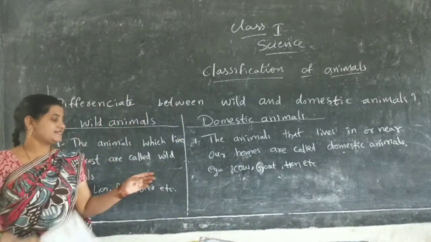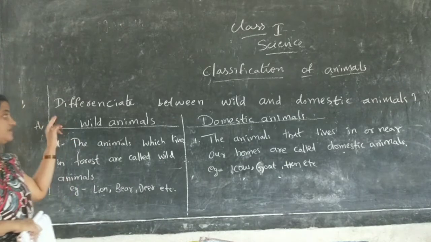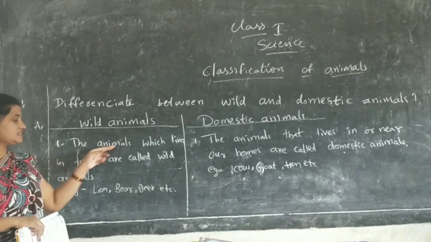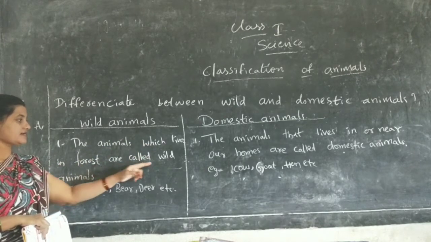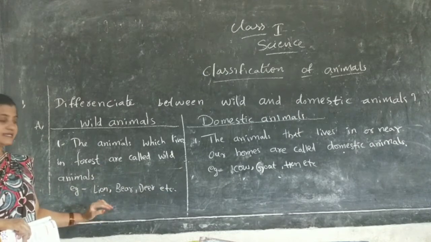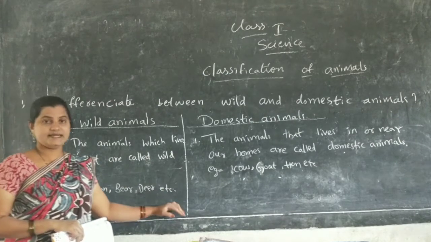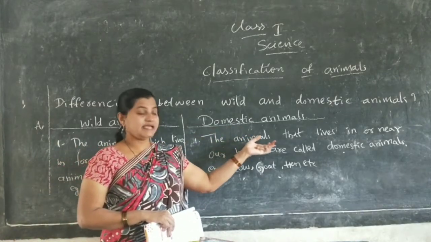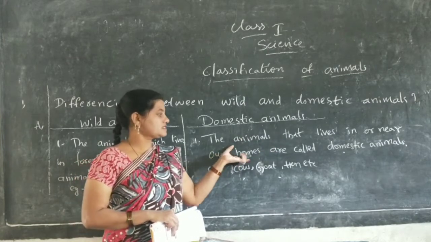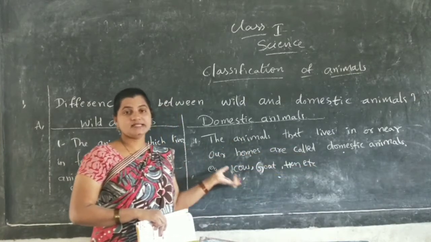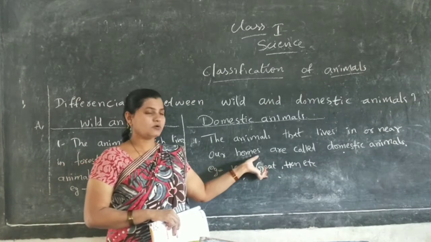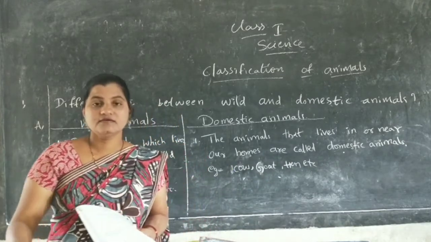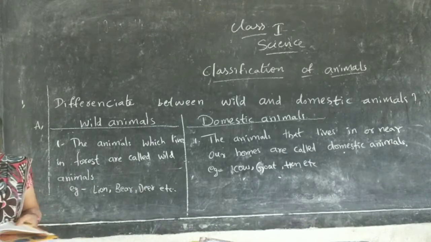Okay, children, write this question answer. What is the question? Differentiate between wild and domestic animals. The animals which live in forest are called wild animals. Example, lion, bear, deer, etc. Domestic animals. The animals that live in or near our homes are called domestic animals. For example, cow, goat, hen, etc. Okay, children, write these questions and answers in your fair notebook.